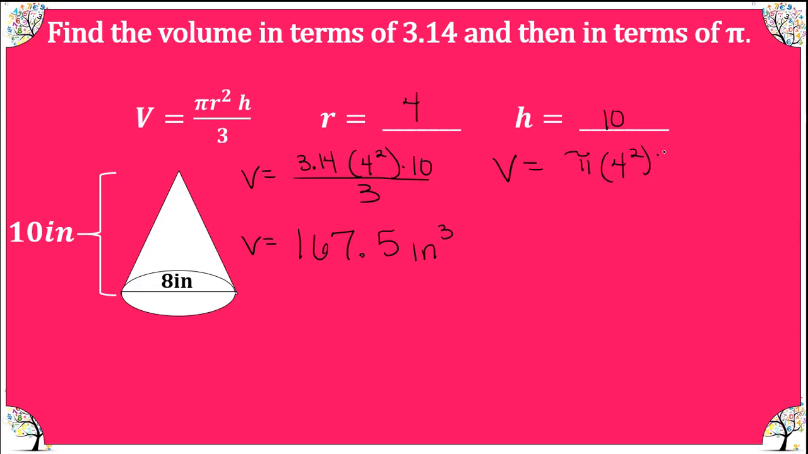Now in terms of pi, the symbol, we are going to multiply 16 times 10 divided by 3, which gives us 53.3 repeating times pi inches cubed.